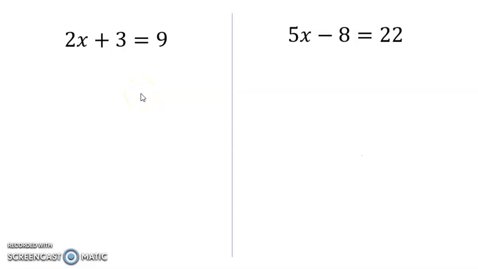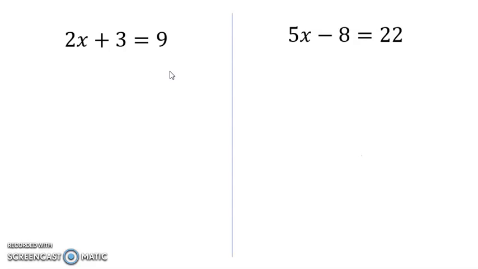Let's slow it down and take a look at two examples where we're solving equations. When we solve equations, we are working backwards from order of operations. Our first equation is 2x plus 3 equals 9. So what does that mean? That means we did 2 times x, added 3, and our answer was 9.